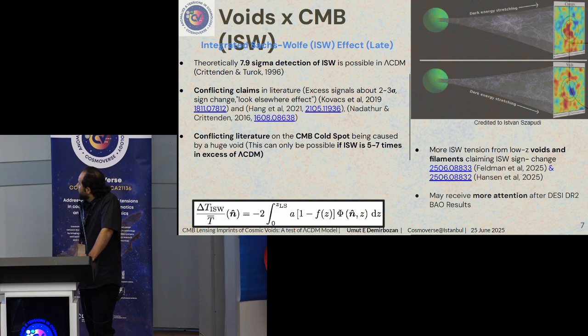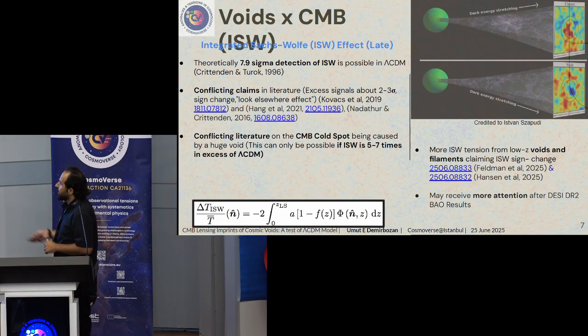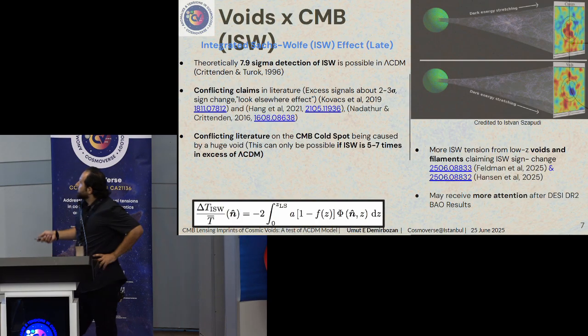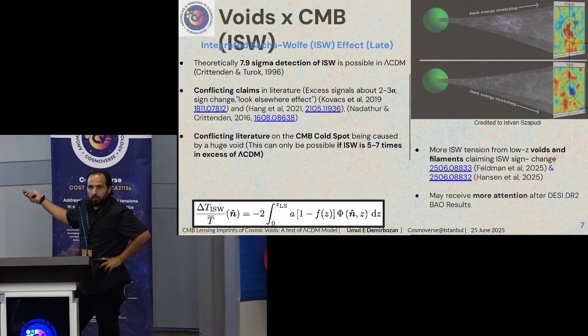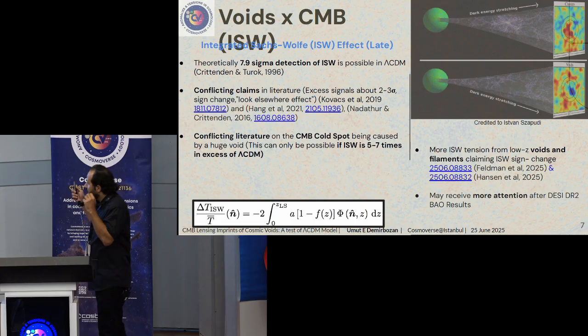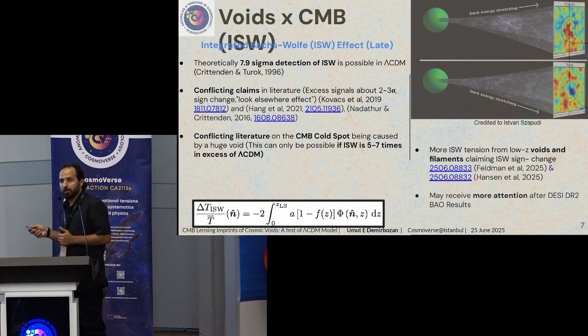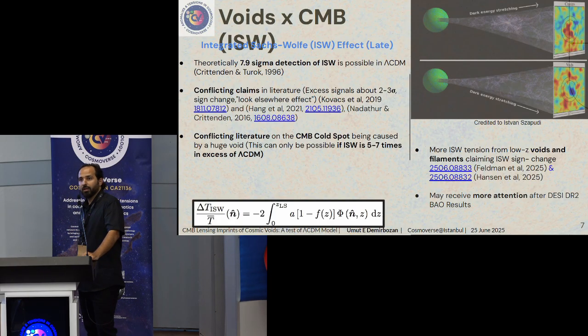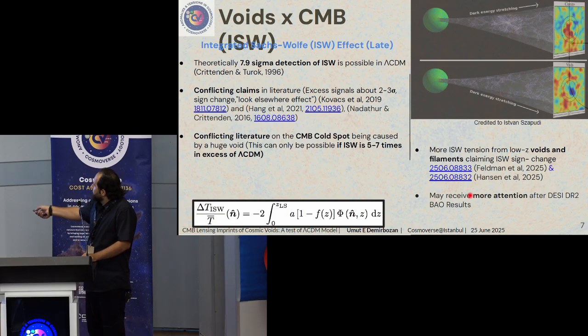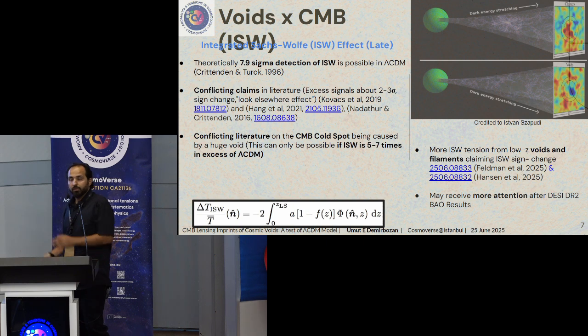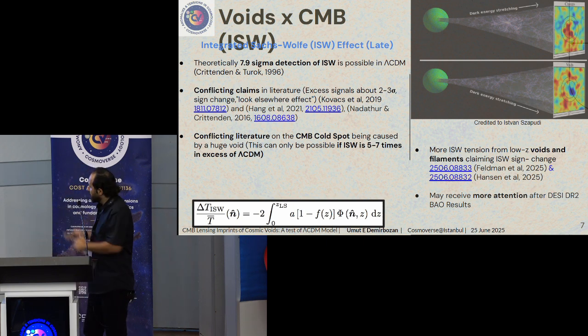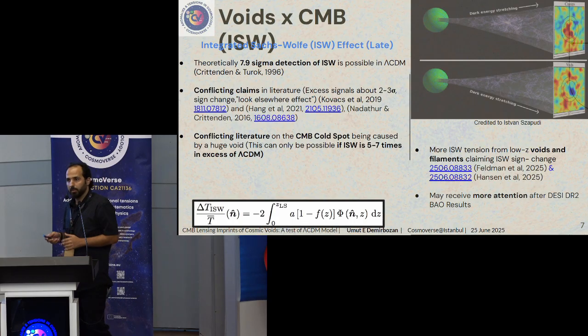And I'm going to briefly talk about the ISW effect that I mentioned. The ISW effect has been studied in DES, and there are conflicting claims in the literature. This is also related to the CMB Cold Spot, by the way, because the hypothesis is that there's a huge void that might cause the CMB Cold Spot, but that's only possible if the ISW signal is 5-7 times stronger than in lambda CDM. There are also recent results from the last two weeks at extremely low redshift that claim an ISW sign change, including a high-redshift ISW sign change coming from eBOSS results.